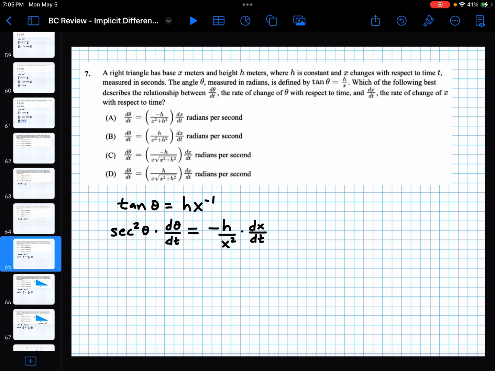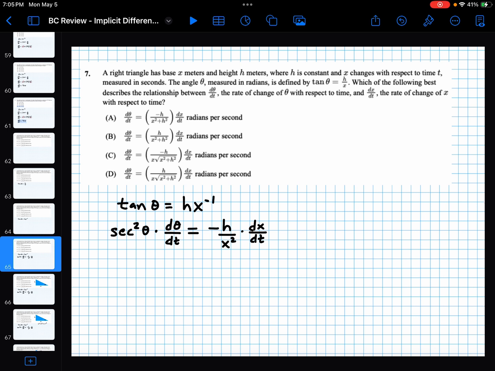So when we differentiate this, the derivative of tangent is secant squared, but like all related rates questions, every time there's a variable, you have to multiply that derivative term by the variable's rate of change. So in this case, d theta/dt. The derivative of h x to the negative 1 would be negative h times x to the negative 2, but that's just negative h over x squared, and of course times dx/dt.